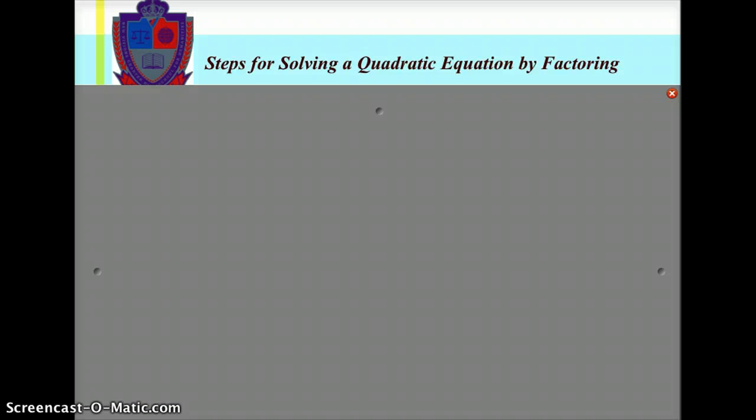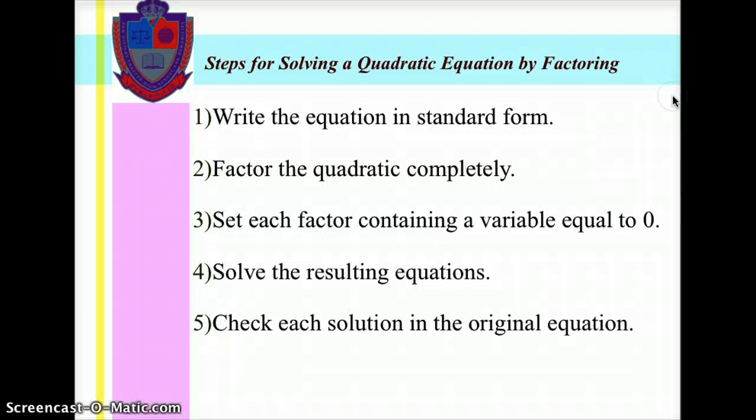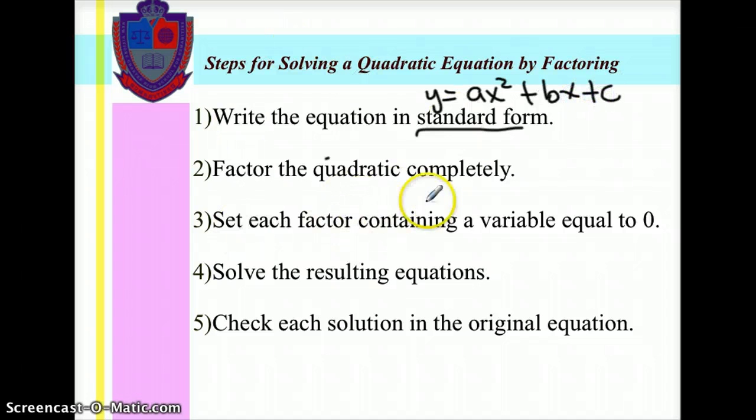So moving on, how do we solve a quadratic equation by factoring? We have done this numerous times, and you did this with Miss Shiny. So 5 steps. Write the equation in standard form. Remember, we talked about standard form in the previous lesson. We said standard form is anything in y equals ax squared plus bx plus c. Factor the quadratic completely. We're going to set each factor equal to 0, solve it, and then check it.